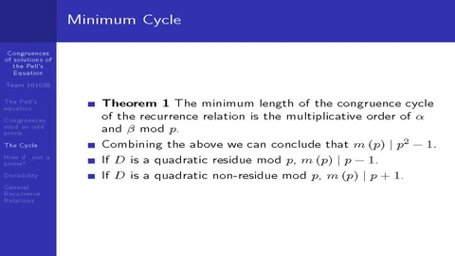And therefore, combining all the cases above, we can conclude that Np will in general be the multiplicative order of alpha and beta mod p if p does not divide d. We can separate into 2 cases, when d is a square and when d is not a square mod p. And we can conclude that Np divides p squared minus 1.